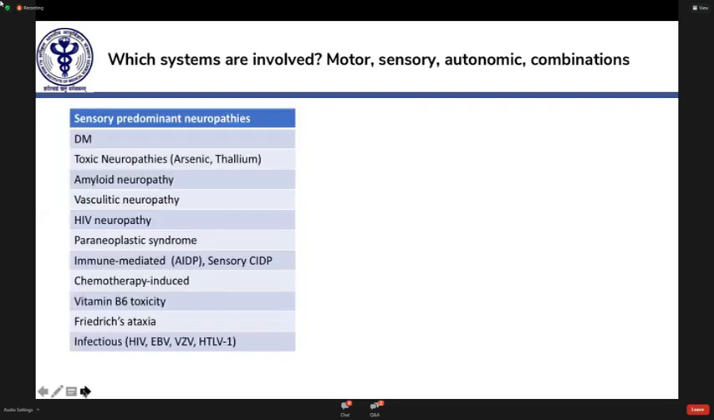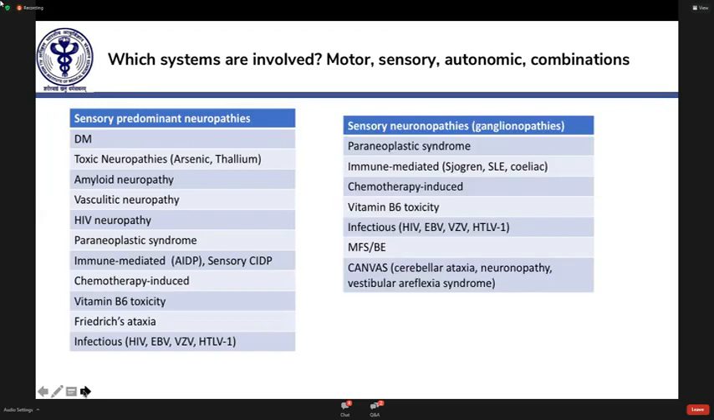Now, the sensory-prominent neuropathies: what are the most common? We have both sensory neuropathies and sensory ganglionopathies. Sensory neuropathies are mostly diabetes, toxic, amyloid, vasculitic, HIV, paraneoplastic, immune-mediated, chemotherapy, B6 toxicity, Friedreich's ataxia, and infectious causes.